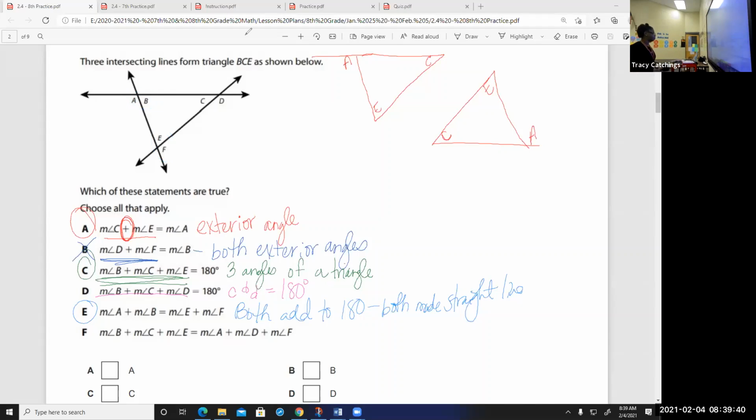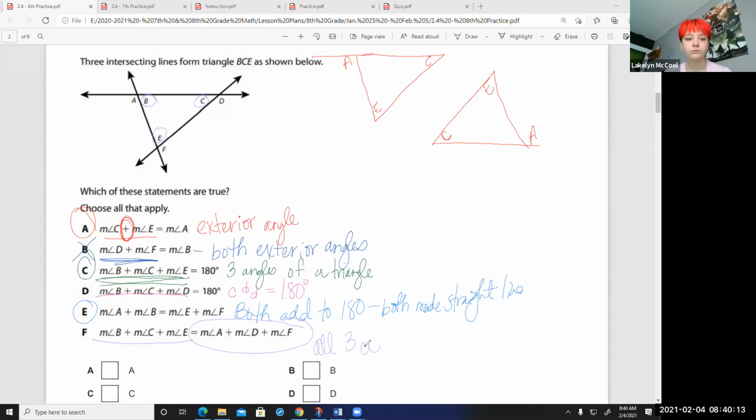All right, and then F said B, C, E is equal to A, D, F. All those on the inside will be equal to A, D plus F. False, because they are exterior angles. Great job, Blakely. Any questions about it? All right. I at least know I got 2 students who are partially ready for geometry.